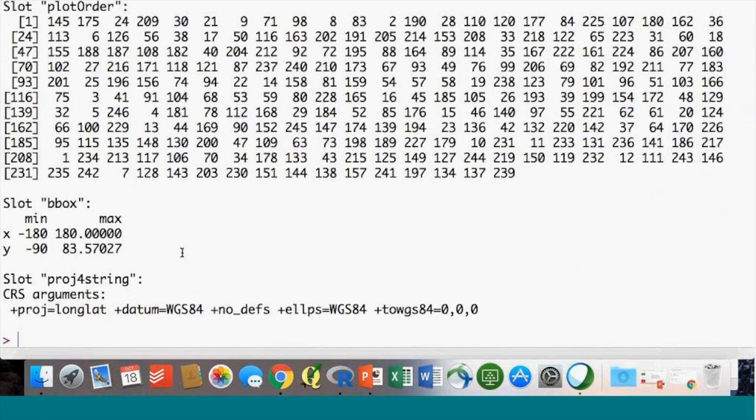It does give you some helpful information, like, look at this, this looks familiar, doesn't it? At the bottom there, look at that proj4 string, CRS arguments. So, pop quiz. What's the EPSG code for this one? 4326. Got it.